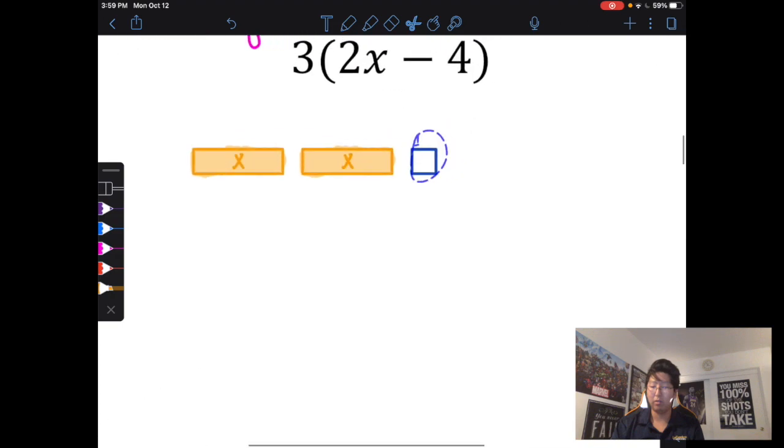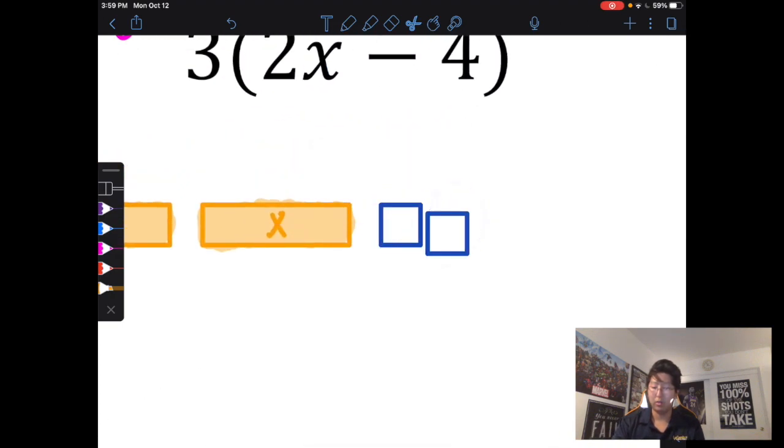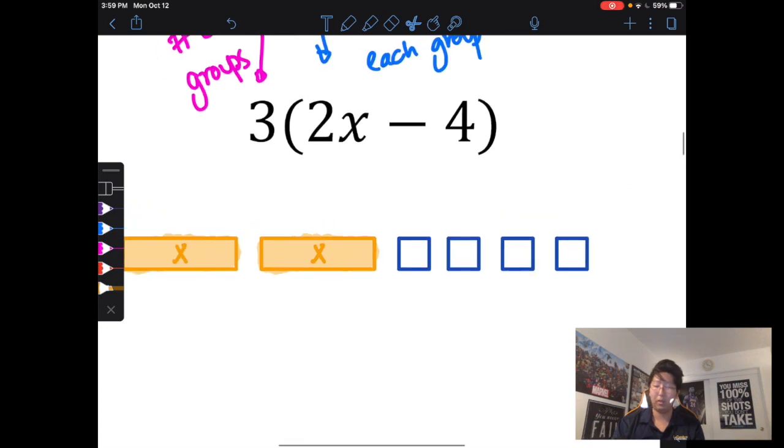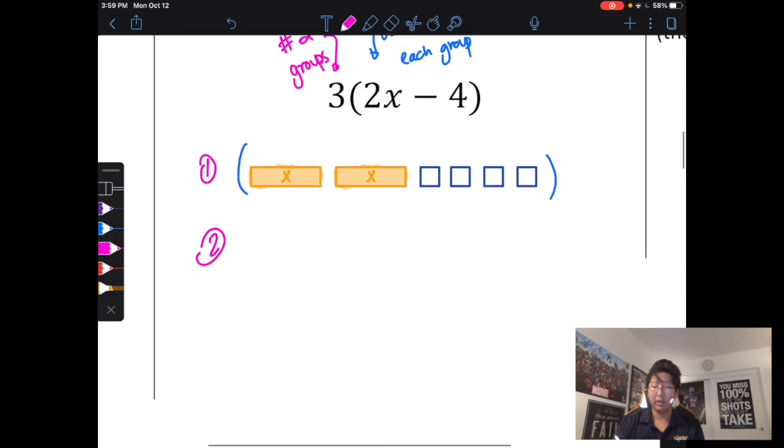2x. And I need 4 negative unit tiles. So here's 1, 2, 3, 4. So inside each of these groups, we have 2x, 2 positive x tiles, minus 4. And so there's my first group. I need a second and third group.